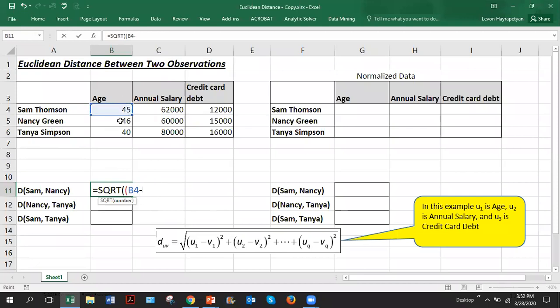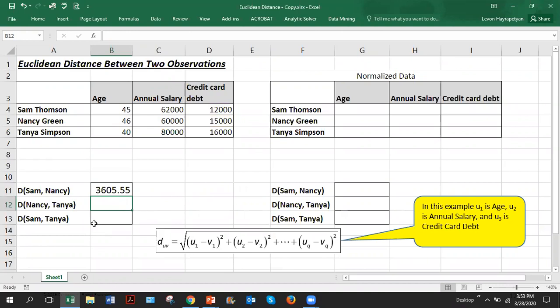this minus this squared plus this minus this squared plus, and for the last variable will be this minus this squared, and close parentheses. So this is implementation of this formula when we have three variables. And so the distance is this number.